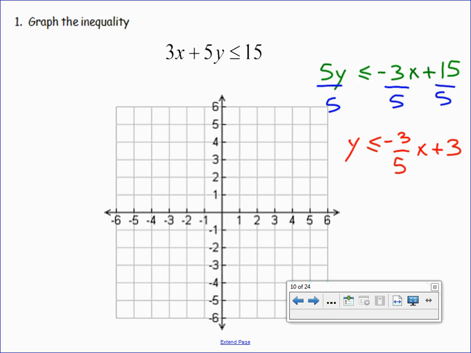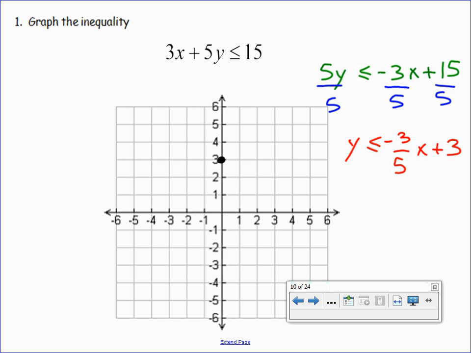Everybody pick out the y-intercept of this line and tell the class when I call on you. y is less than or equal to negative 3/5 x plus 3. What would my y-intercept be here? Rachel? 0, 3. Good, thank you. So 0, 3 would be my y-intercept.